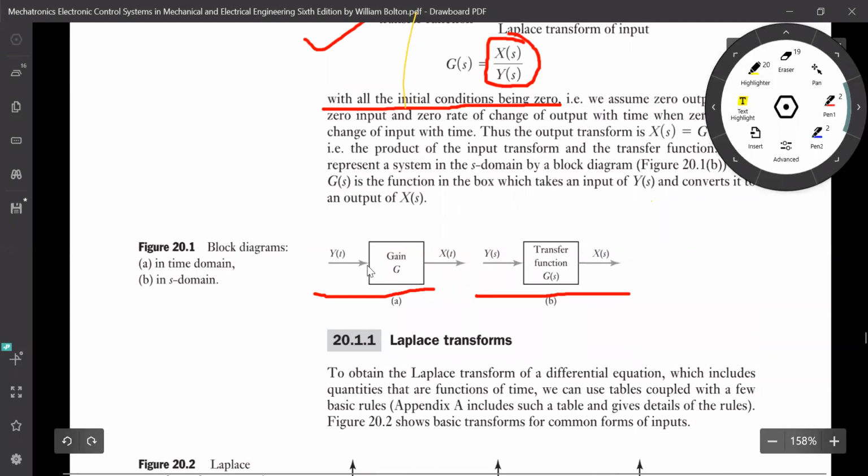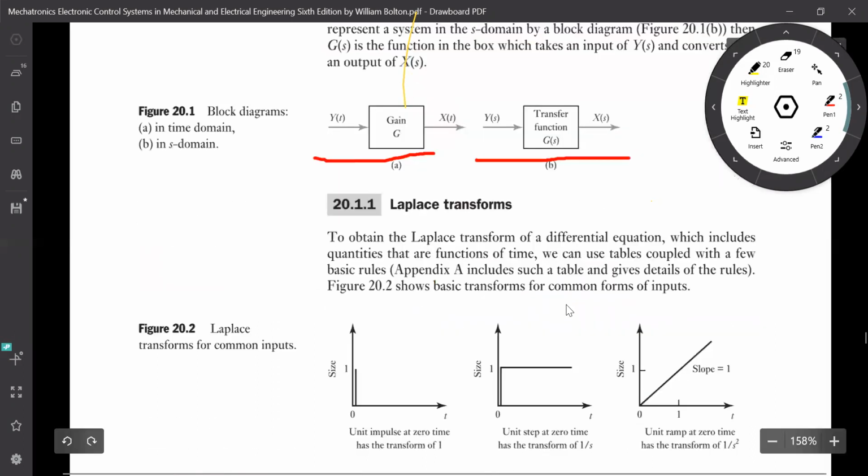You are feeding some input to the gain and you're getting some output in the form of x of t. Here the things would remain the same. The only thing is that you have converted this differential equation into a Laplace transform, and this is being fed into the transfer function, and you're getting again the output in the form of a Laplace transform function. So if you want to calculate it in terms of the time function, you have to take the inverse of the Laplace transform. We'll discuss that as well in the next article.